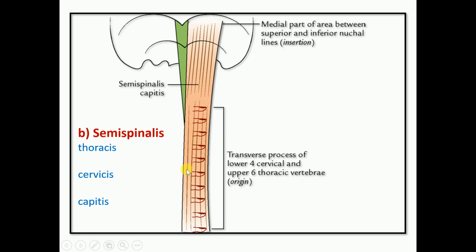So semispinalis capitis, and then semispinalis cervicis muscle. It lies deep to the lower fibers of semispinalis capitis and arises from the transverse processes of the lower cervical and upper thoracic vertebrae, C5 to T4, and is inserted into the spines of cervical vertebrae C2 to C4. Both muscles are supplied by the medial branches of the dorsal rami of the spinal nerves. So these are the third layer muscles: semispinalis capitis, cervicis, and thoracis.